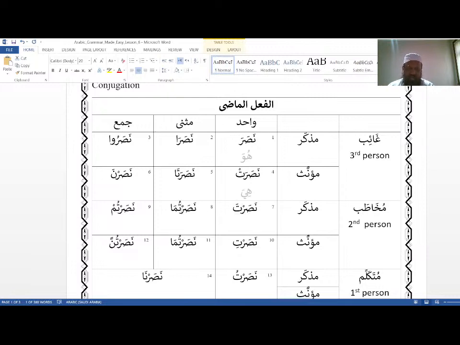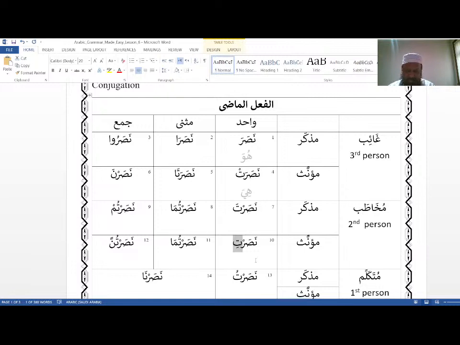For muthanna, nasartuma, tuma is the fa'il. You both. Nasara means to help, so you both helped. Nasartum, tum is the fa'il, so we can translate, you all male helped. Mu'annas nasarti, again the ta is the fa'il, the kasra is there to pronounce, to make it mu'annas. You one female helped. Nasartuma, you both female helped. Nasartunna, tunna is the fa'il to give us the you all female meaning.